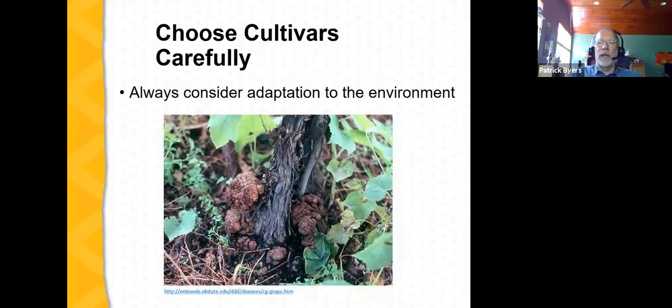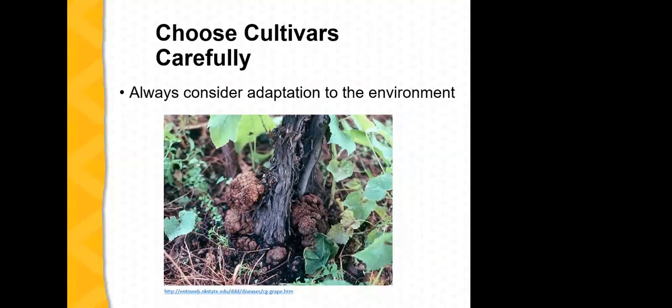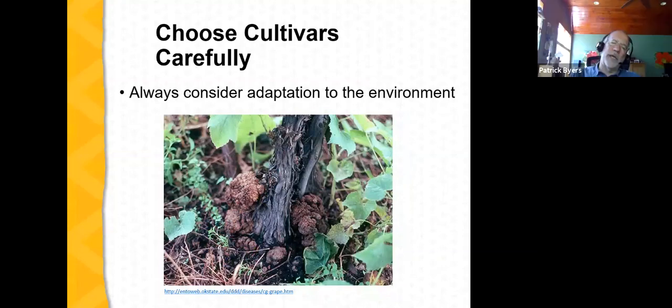We always want to think about adaptation to the environment. Here's a grapevine that has crown gall, and we talked about crown gall earlier. It's a bacterial disease that becomes an issue when something has injured the plant. And in the case of grapes, those grape cultivars that are sensitive to cold temperatures during the winter tend to have more problems with crown gall.